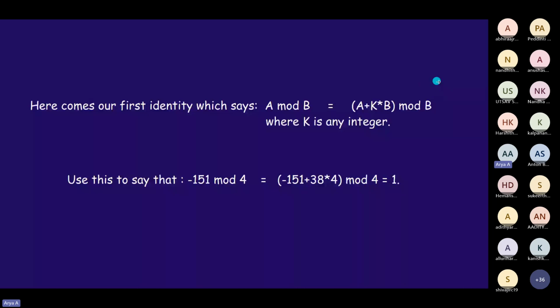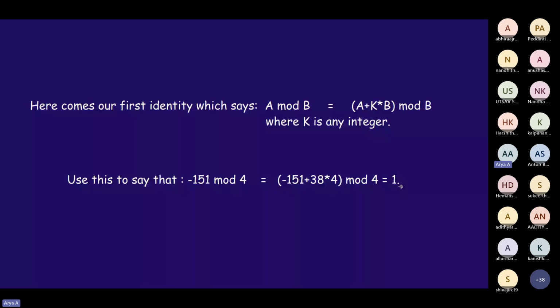Now why are we using it here? If the number is positive, it's pretty direct. But if the number is negative, it's slightly confusing. So let us become comfortable by converting this into a positive number first. I am adding a multiple of 4 to minus 151. The closest one will be 38 times 4, which is 152. If I compute this result, it's 152 minus 151, which is 1. So 1 mod 4 is 1. So the answer has to be 1.